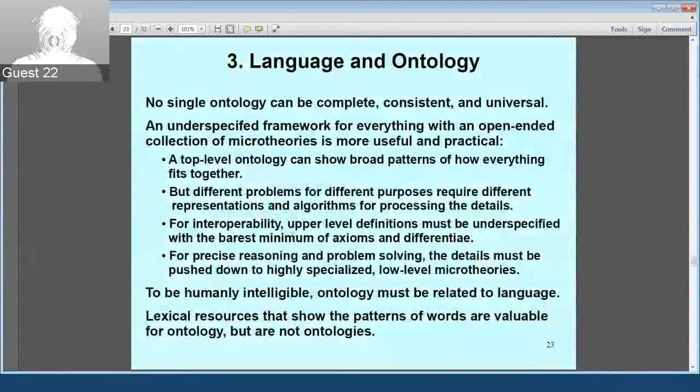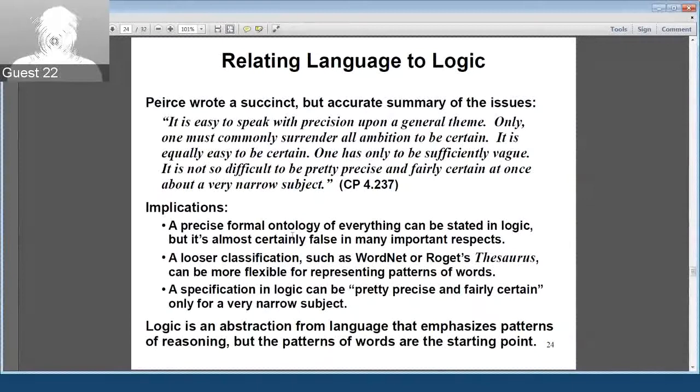And then language and ontology. I believe this is absolutely essential, that no single ontology can be complete, consistent, and universal, in the same sense that none of our laws of science are complete, consistent, and universal. And we will have to have at the top an under-specified framework that can support anything. And then we have to relate language to logic. And my favorite quote is one by Charles Sanders Peirce, a succinct but accurate summary of all these issues.